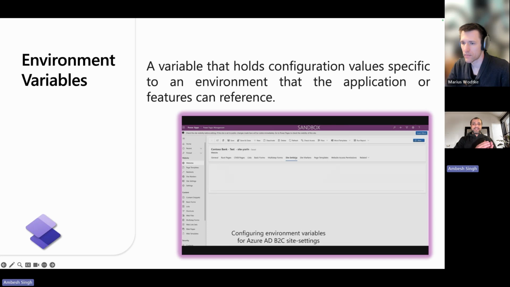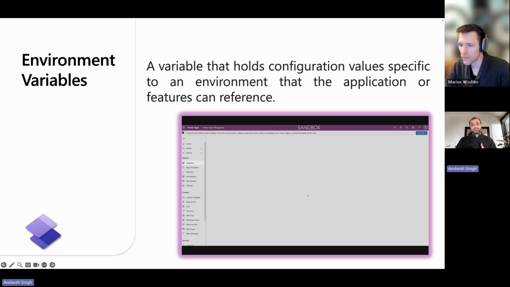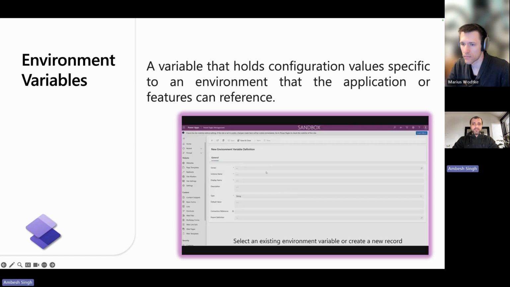Environment variables for site settings offer several benefits, including streamlining ALM by avoiding hard-coded values in the site settings, simplifying multi-environment deployments with environment-specific configuration, and enabling dynamic updates to site behavior without redeploying the solutions.